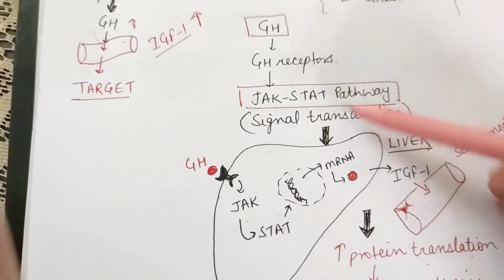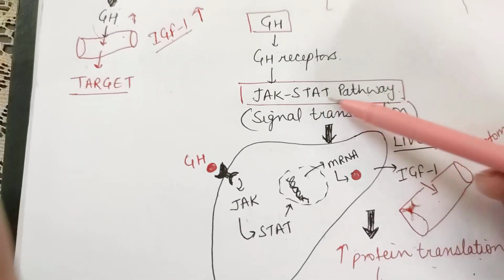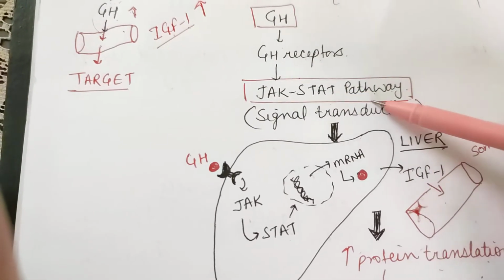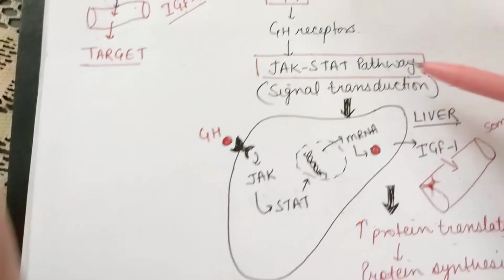Ultimately, via the JAK-STAT pathway, if someone asks you the signal transduction mechanism of GH, it's the JAK-STAT pathway leading to mRNA synthesis.